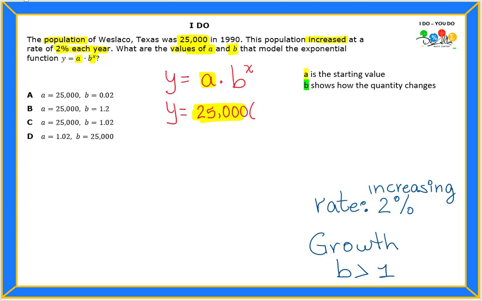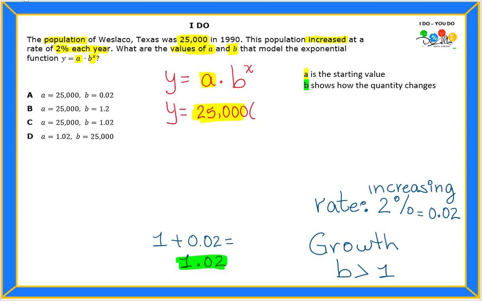Okay, and how is that going to happen? Well, my rate needs to be in the form of a decimal. So my decimal for this will be 0.02. Is that right? And what we're going to do is add a 1 to this one. So we're going to have 1 plus 0.02, and that will give me 1.02. And this will be my B.